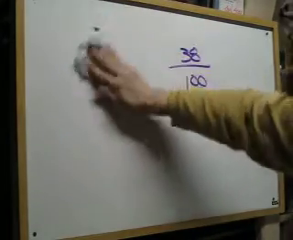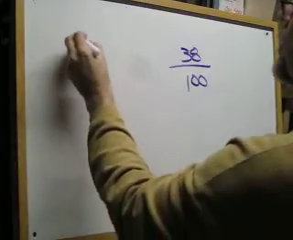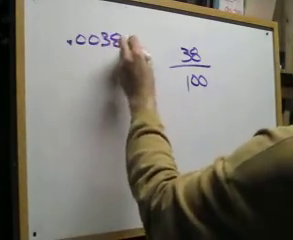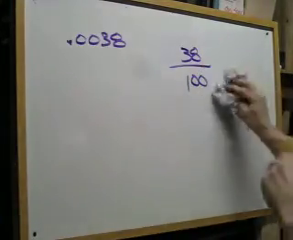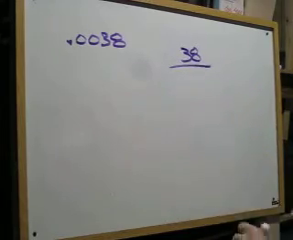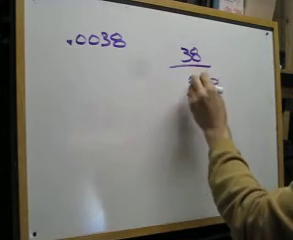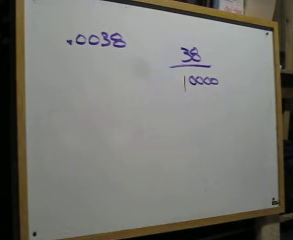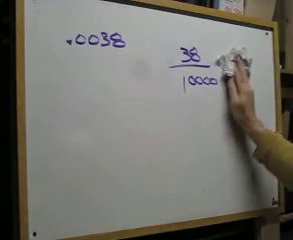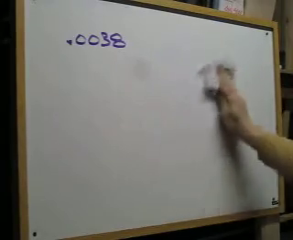If this were 0.0038, put my number 38 up there, count how many place values I have, 1, 2, 3, 4. So I put 4 zeros here and a 1. So now I have 38 over 10,000. That's all there is to translating a decimal into a fraction.